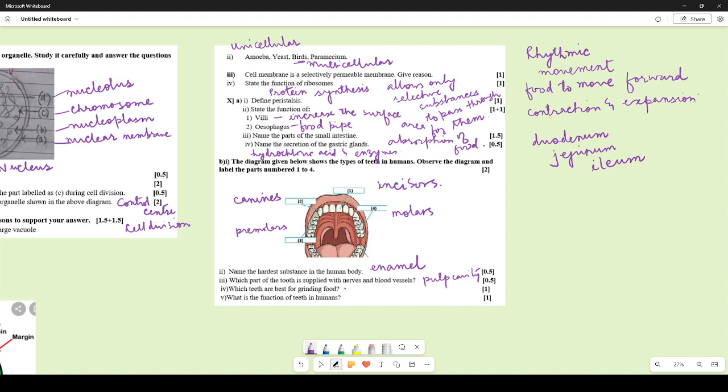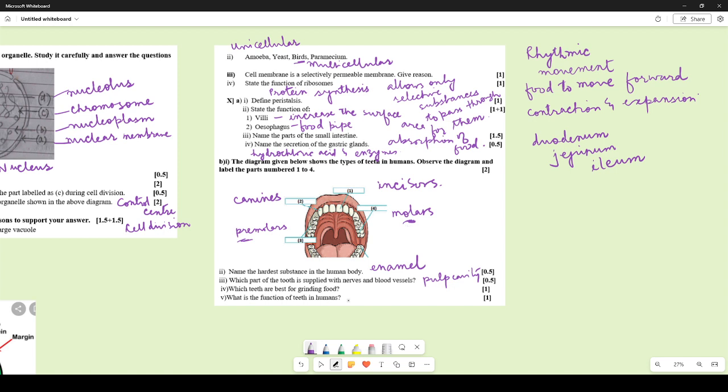Which teeth are best for grinding food? You have to write both premolars and molars here. Only molars will not do. It is for 1 mark. So if you have written both of them, then only you get 1 mark. If you have written only premolars or molars, then you will get half mark.